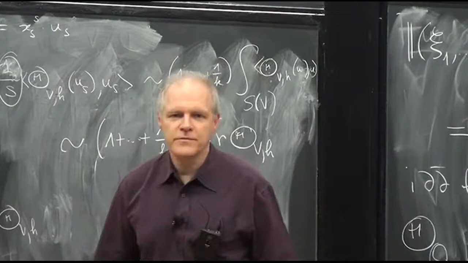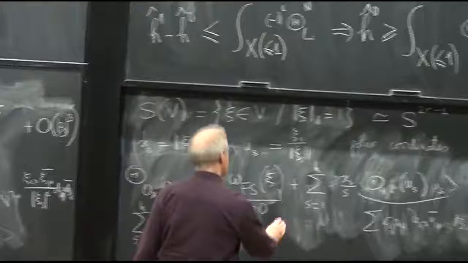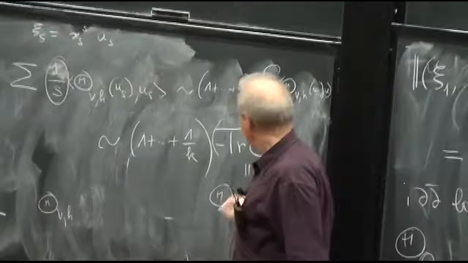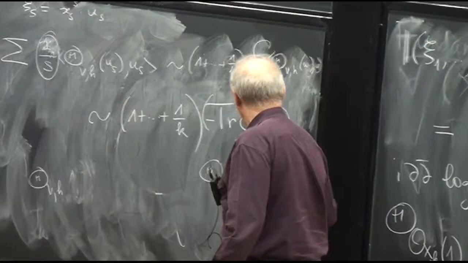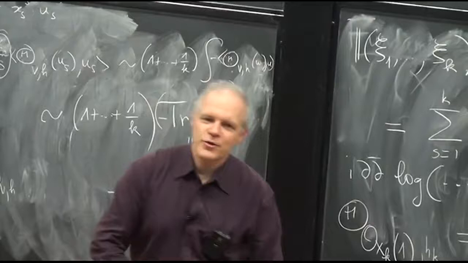But the trace of theta vh is the trace. I forgot the minus sign, which is very important. It's minus the trace, or therefore it's the trace of the determinant of the dual. But now the assumption is that this thing is positive. So when you increase k to be extremely large, your sum will be extremely close to being positive almost everywhere.